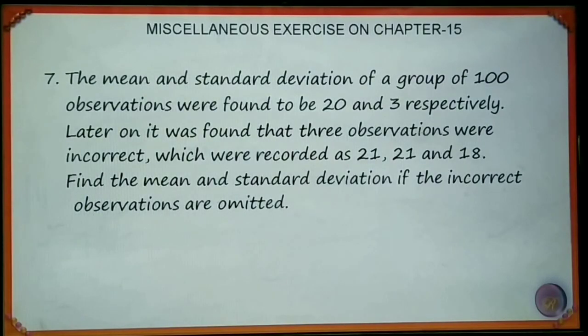Question number 7. The mean and standard deviation of a group of 100 observations were found to be 20 and 3 respectively. Later on, it was found that 3 observations were incorrect, which were recorded as 21, 21 and 18. Find the mean and standard deviation if the incorrect observations were omitted. Solution.